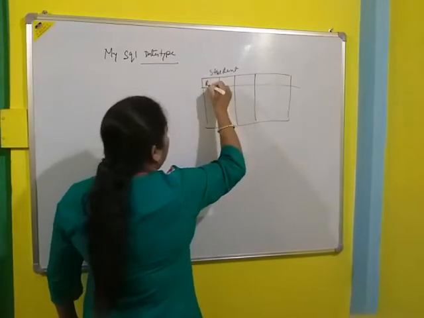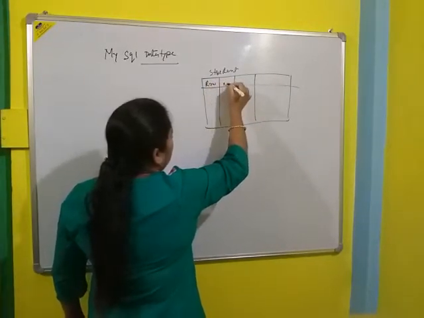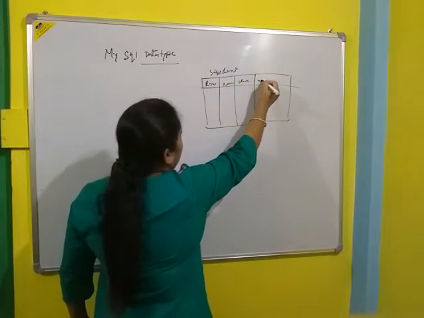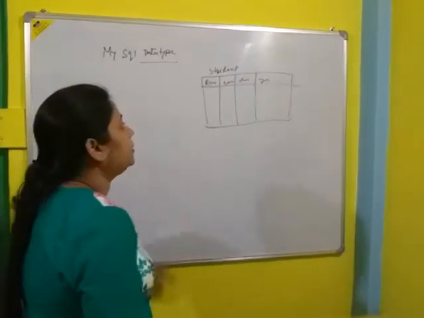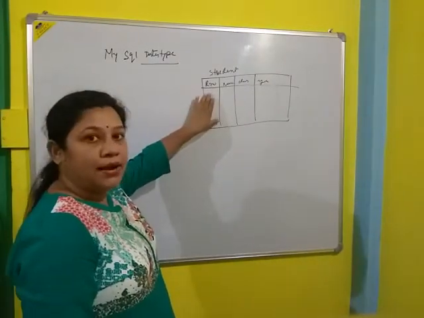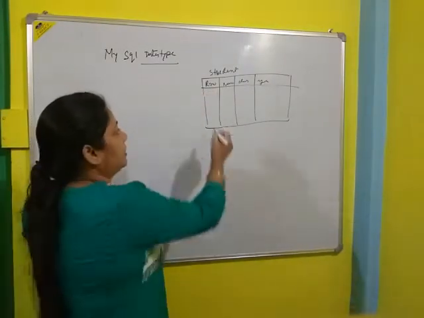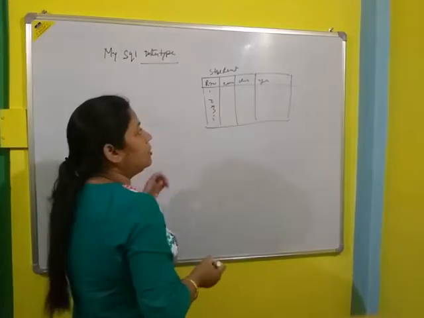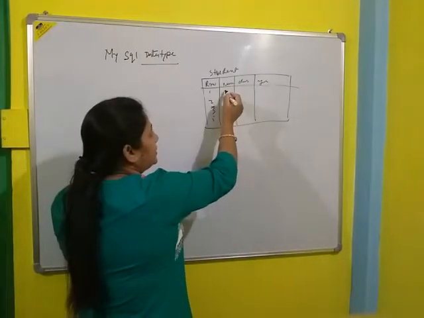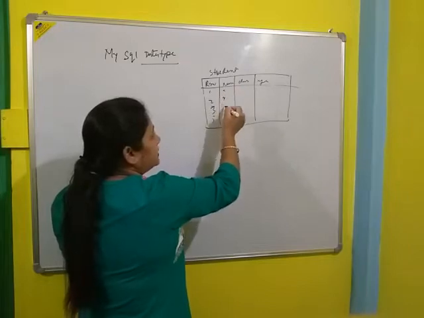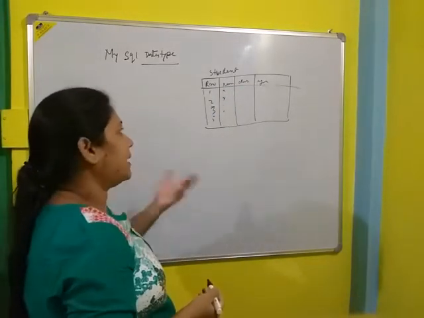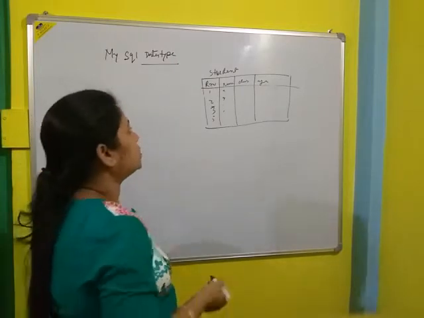Suppose roll number, name, then class, then age, etc. Now look here. For the roll number, I am going to enter numbers like 1, 2, 3, 4, 5. For the name, I am going to enter characters, suppose X, Y, Z like that. For the class, I may enter a number or a character also.